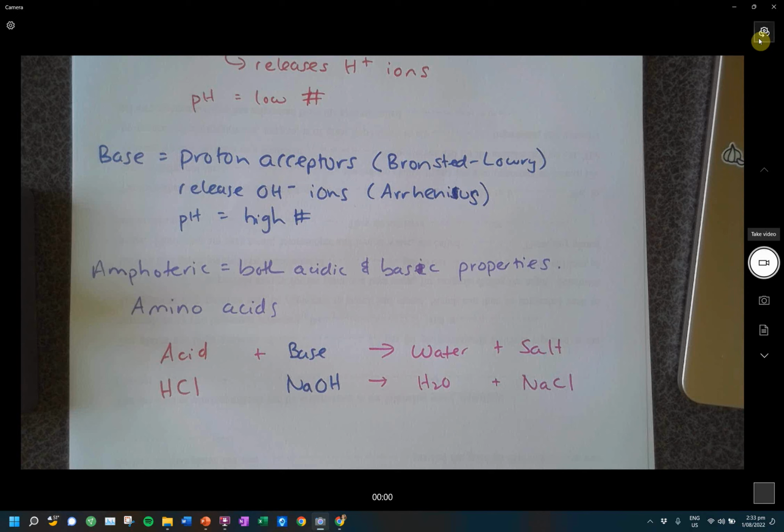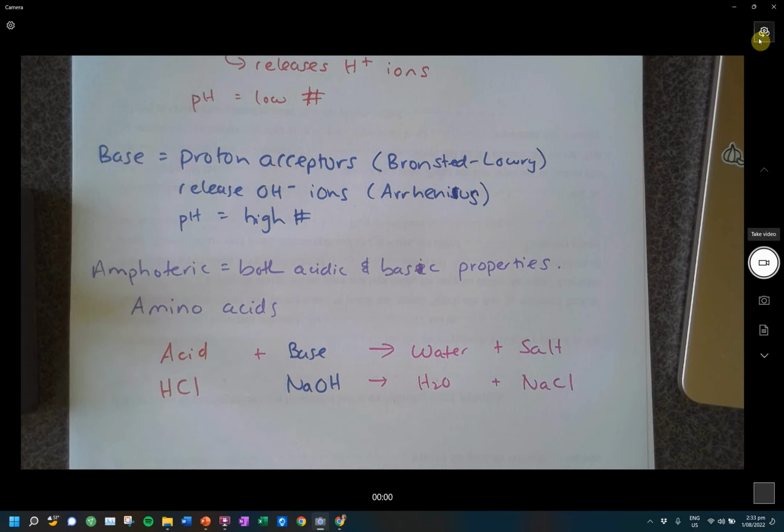I'm stuck. All right. Let's try to find what I'm looking for. Acids and bases. Oh, now I remember what I wanted to do.